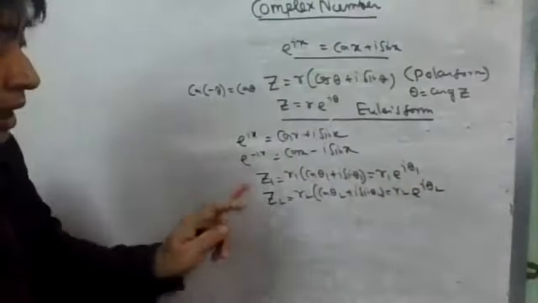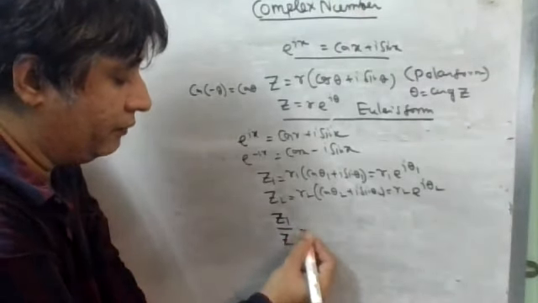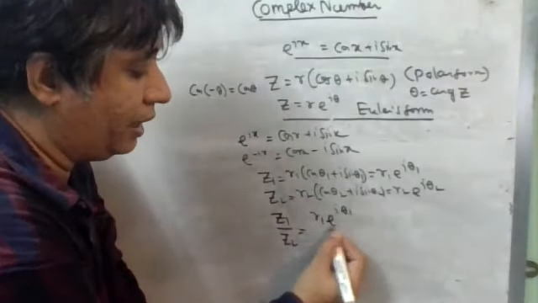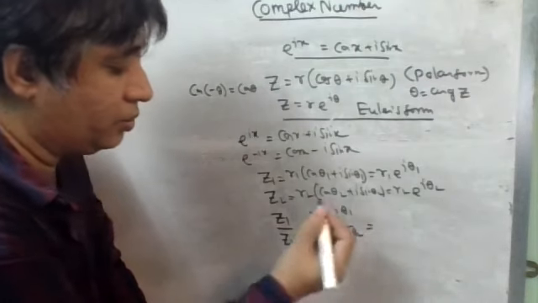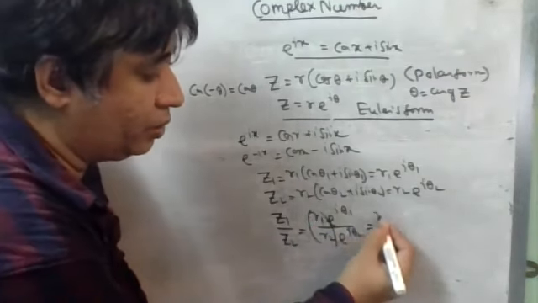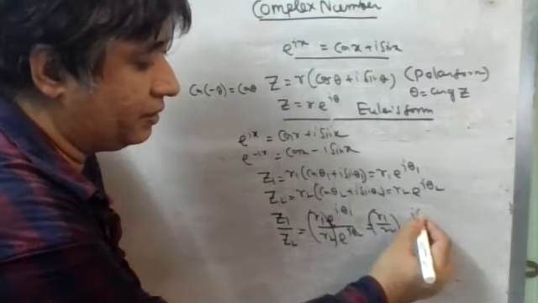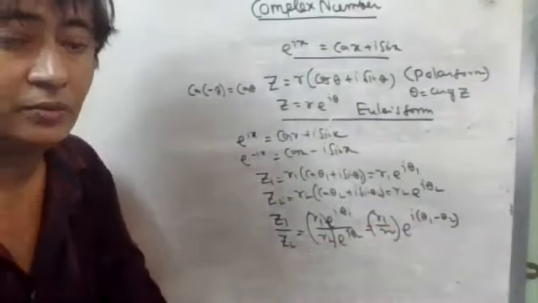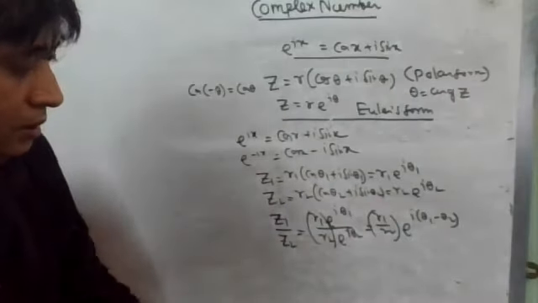Now if I divide Z1 by Z2, so r1 e to the power i theta 1 by r2 e to the power i theta 2. See, r1 by r2, base same, power different, so e to the power i (theta 1 minus theta 2). Thus Z1 by Z2 we have got. Understood?